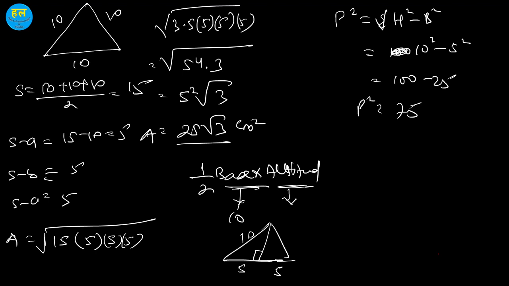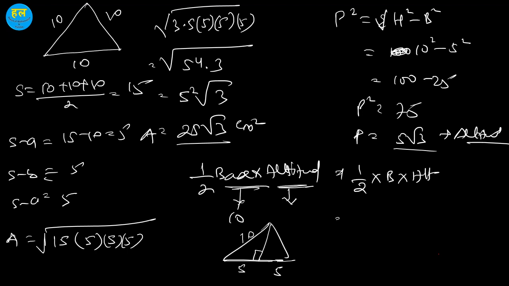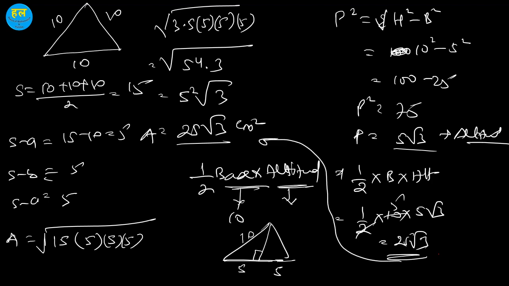So p square is equal to 75. So p equal to 5 root 3. So this is our altitude. Area of triangle is half into base into altitude. It is half into 10 into 5 root 3. 2 cut 5, it is 25 root 3. It is same as here, this one. So we can conclude that Heron's formula is verified.